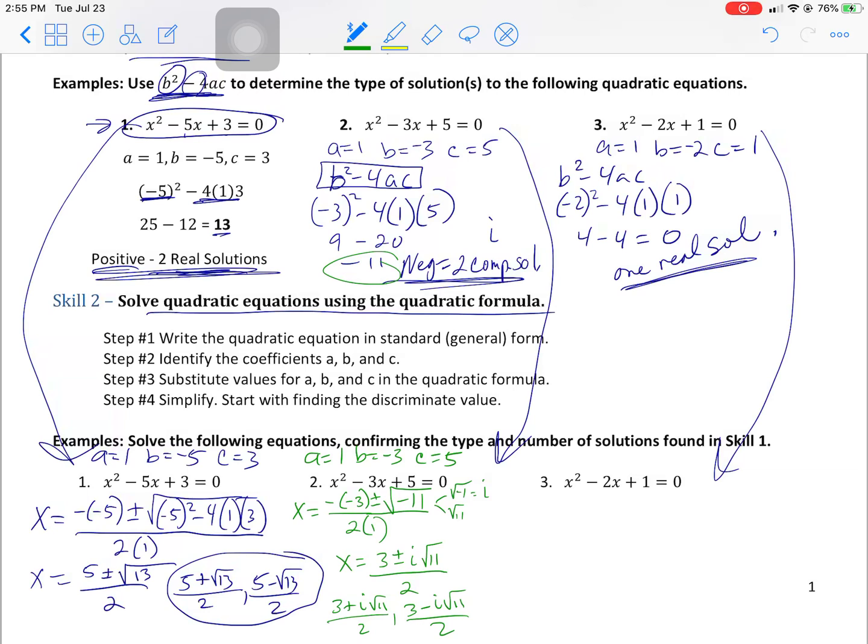And did we expect an i? Yes, we did, because our discriminant was negative. So we have two complex solutions. In other words, I have i's in my answer as required. Okay? As the discriminant told me it was going to be.